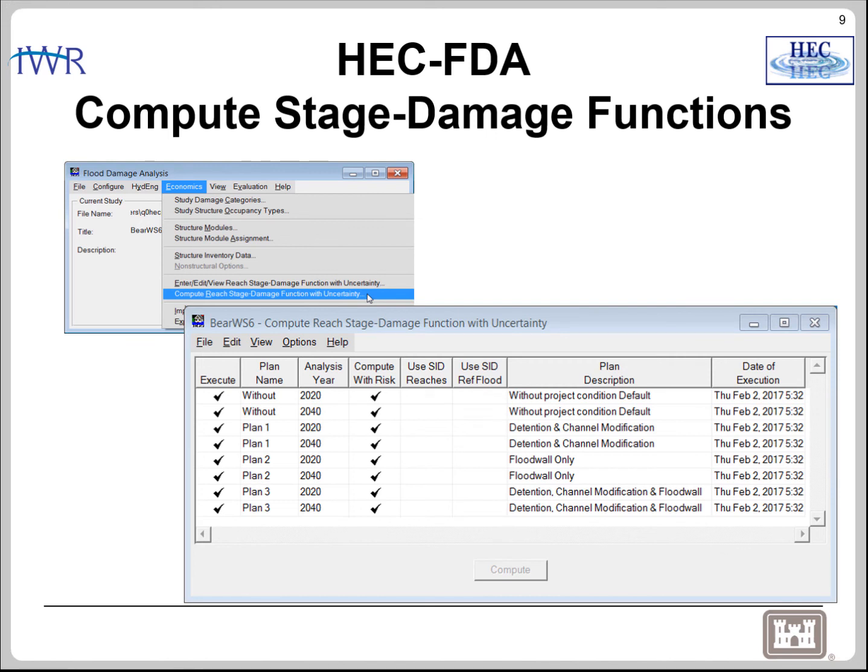In HEC-FDA, after you enter your damage categories, your structure occupancy types, and your structure inventory, you're going to compute the stage damage functions from the economics menu of HEC-FDA.